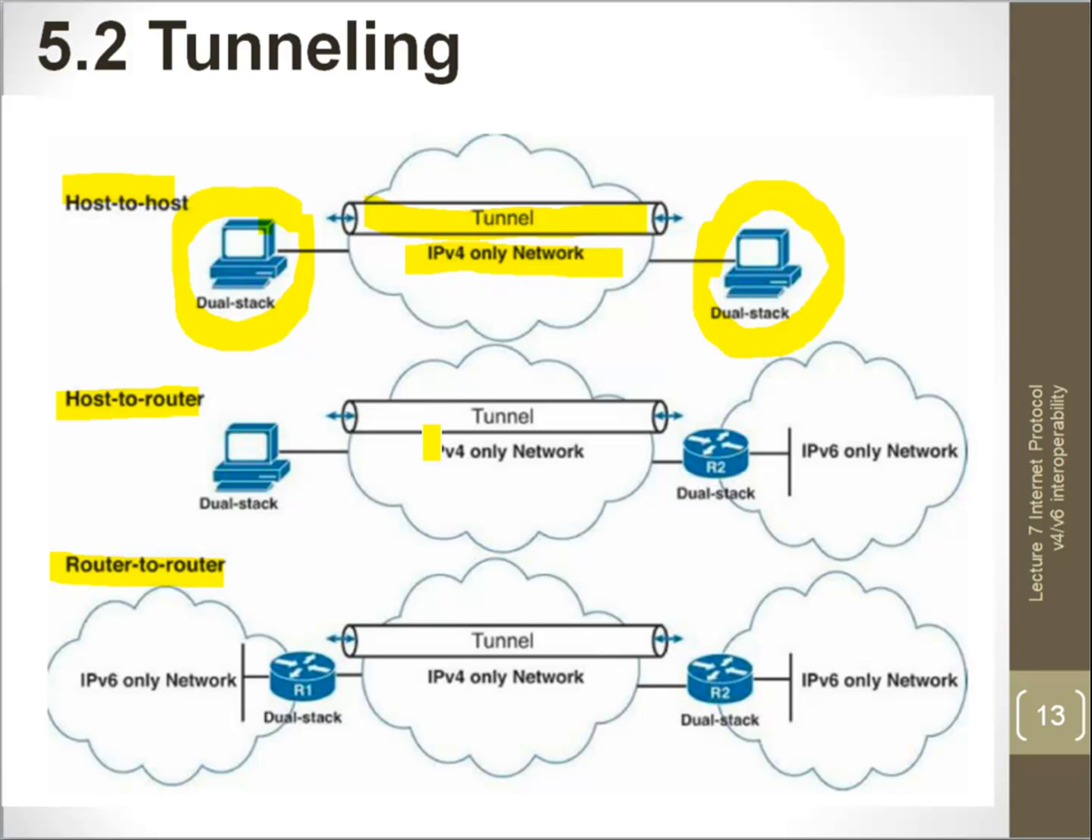Then if you go for host to router, that means from a host to a router, not to another host. In between we are going to have the tunneling concept. This is a dual stack machine, which can support both IPv4 and IPv6. Then this is an IPv6 network, so here only IPv6 is available. In between I have IPv4. So between the dual stack machine and the router a tunnel will be created. This is called host to router using the tunnel concept.